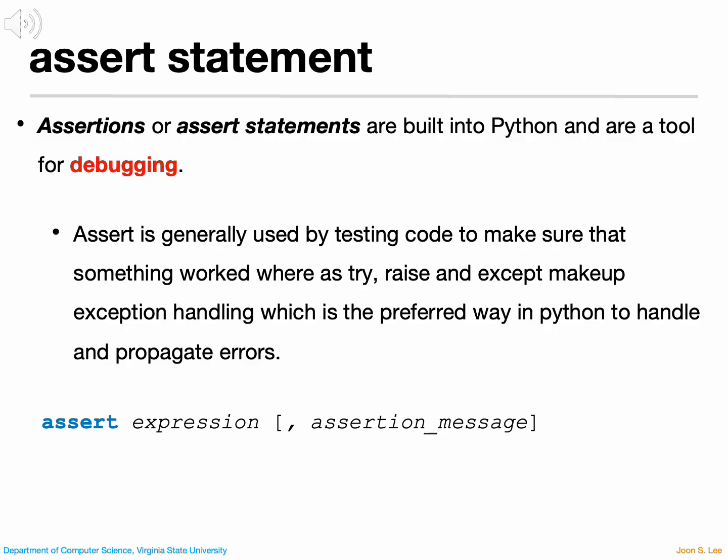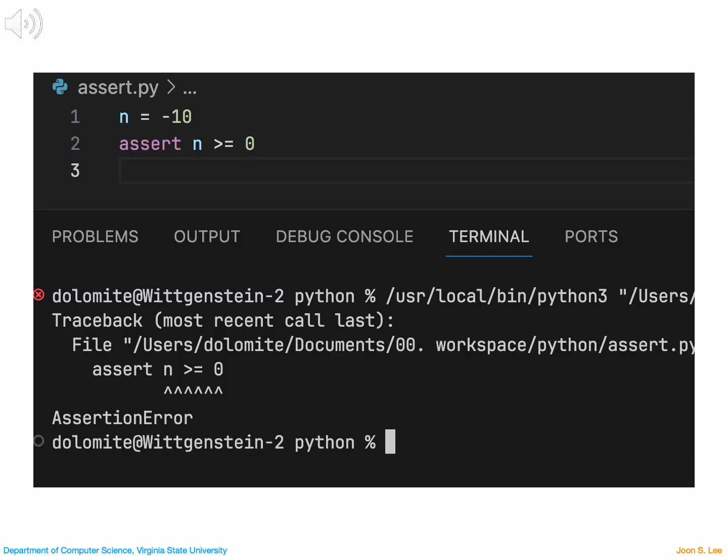Assertions, or assert statements, are built into Python and are mainly used for debugging. They allow you to test whether a condition is true while the program is running. If the condition is false, Python raises an assertion error, optionally with a message. Assertions are commonly used during development to check assumptions in your code. Unlike try, except, and raise, which are used for handling runtime errors, assertions are primarily used for testing and debugging purposes.